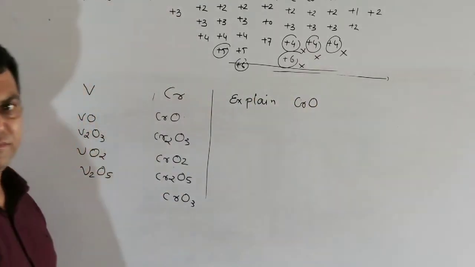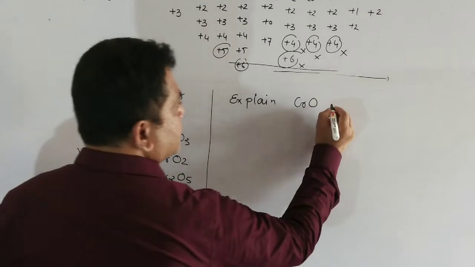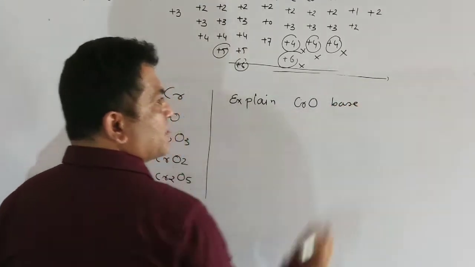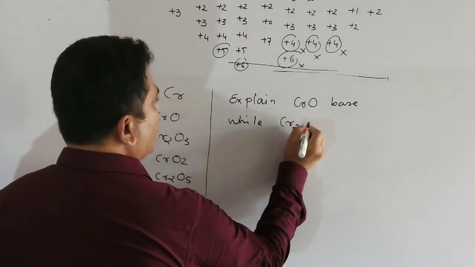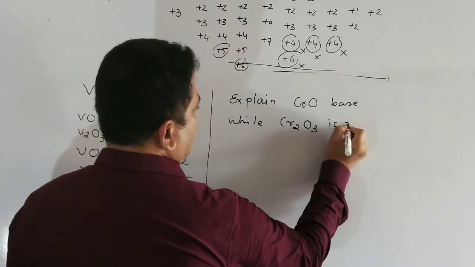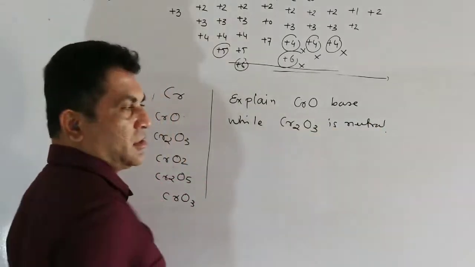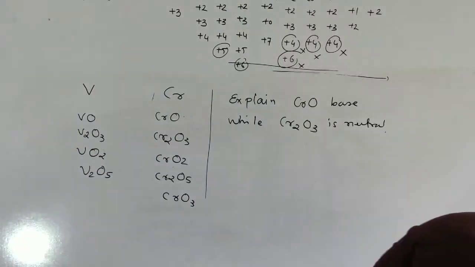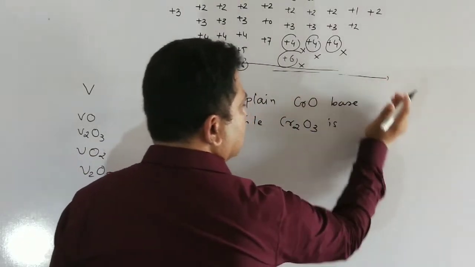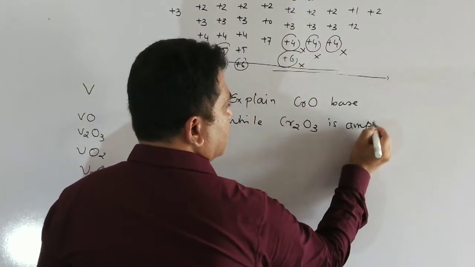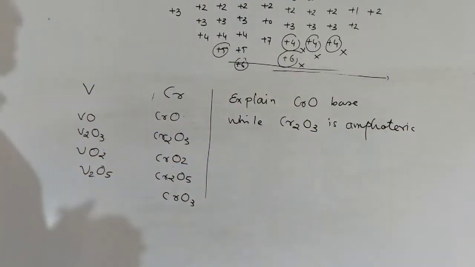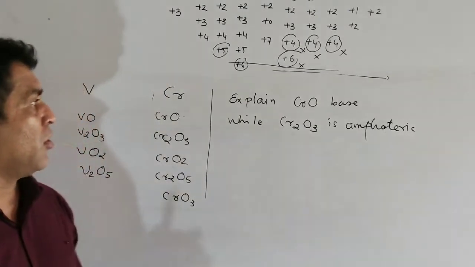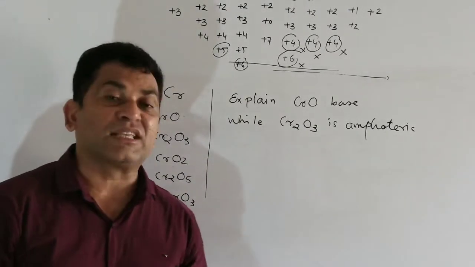Explain: CrO is base, while Cr2O3 is neutral. Discuss. So we have such a question, but instead of neutral, here it is amphoteric. Discuss your answer. So this is the question: explain CrO is base while Cr2O3 is amphoteric.